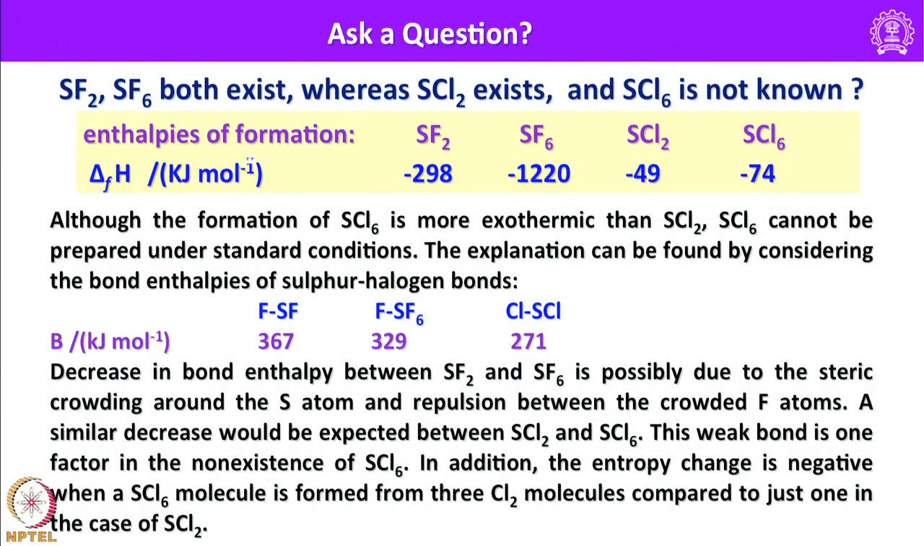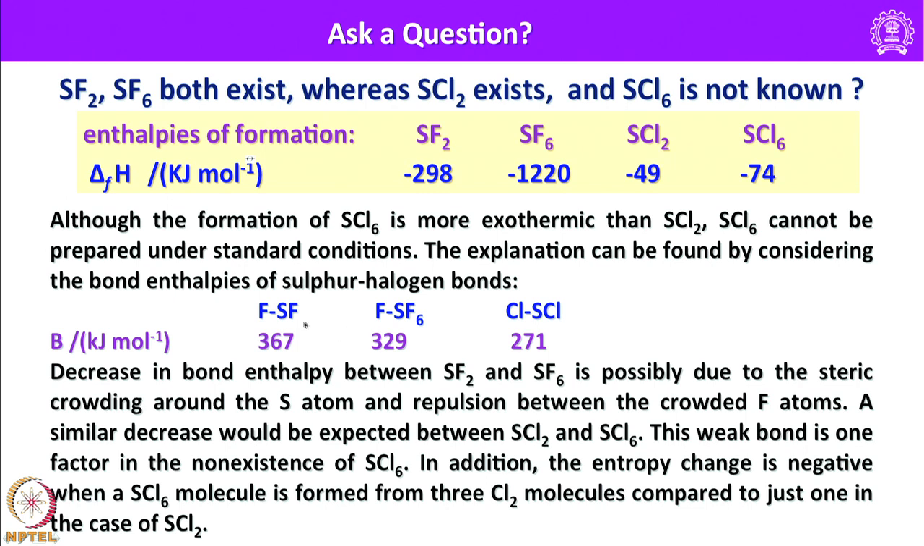So, although the formation of SCl6 is more exothermic just by looking into the values for SCl2 to SCl6, that is 49 and 74, sulfur hexachloride cannot be prepared under normal conditions. The explanation can be found simply by considering bond enthalpies of sulfur halogen bonds in the series given here. Just focus your attention here.